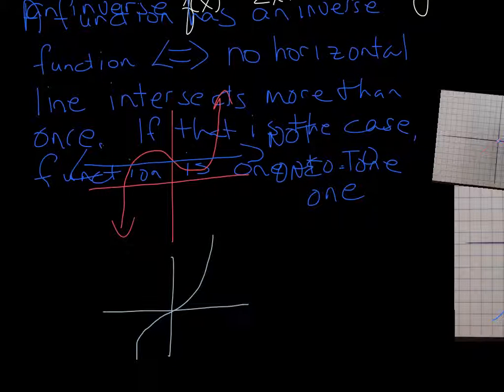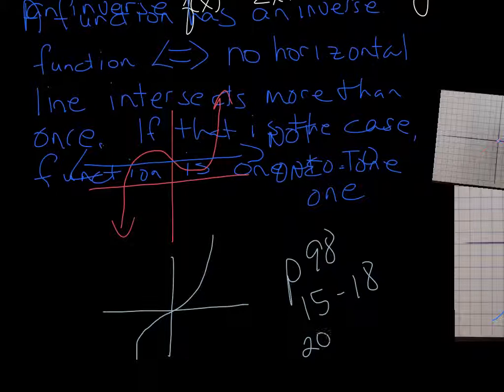Your check is on page 98. You have 15 through 18, which is some matching, so you're matching a function with its inverse. Find some points on the function, switch the x and y to figure out which one is your inverse. Then 20, 22, and 35 to 42, where you are determining whether the function has an inverse or not. Tomorrow we'll look at actually how to find an inverse function. But here you're going to be verifying inverse functions.